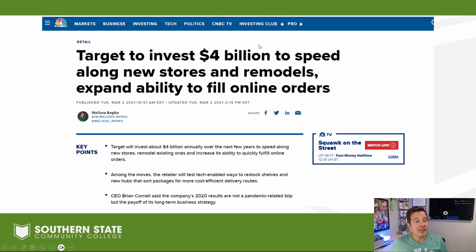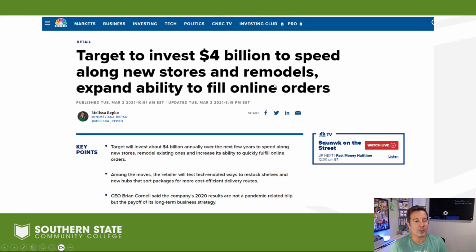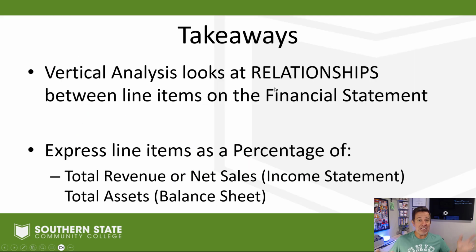And in fact, if we follow the business news, we can see that assumption is pretty accurate. Here we have CNBC: Target to invest $4 billion to speed along new stores and remodels, and expand their ability to fill online orders. They're going to invest about $4 billion over the next few years to speed all that along. And sure enough, we can see about $3 billion of it right there, jumping into buildings and improvements just between 22 and 23.